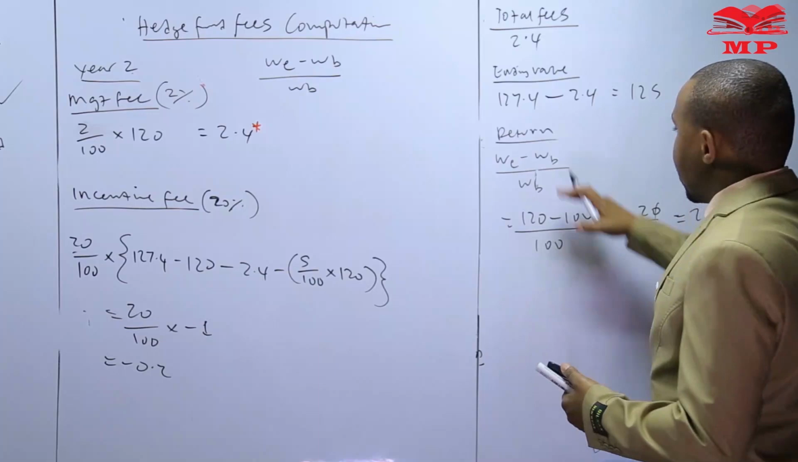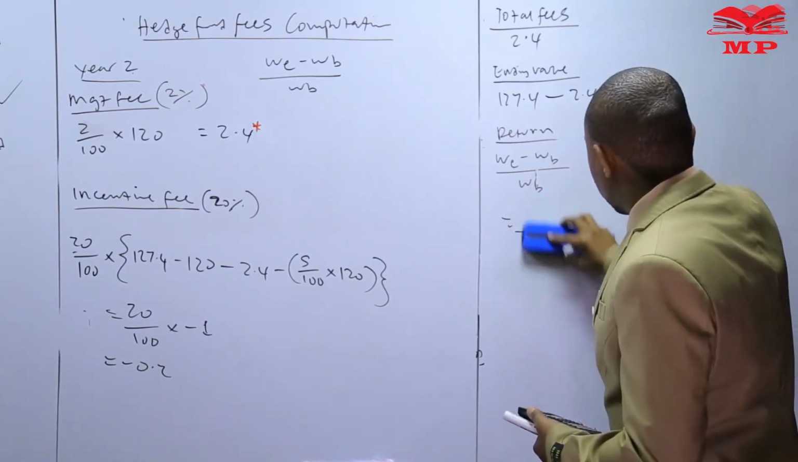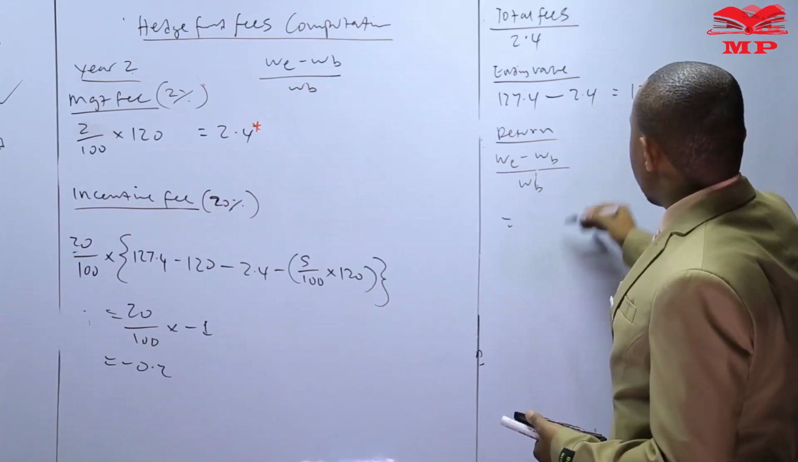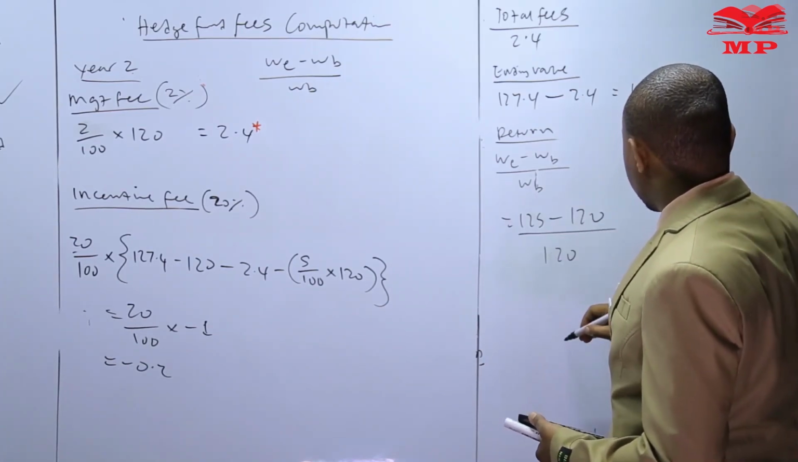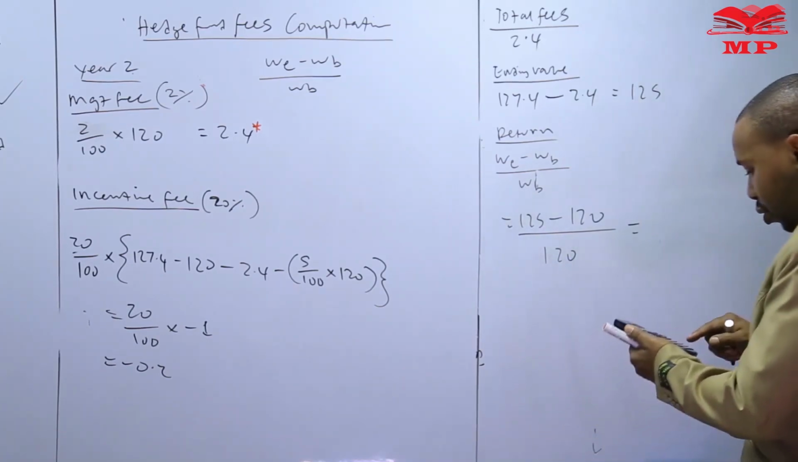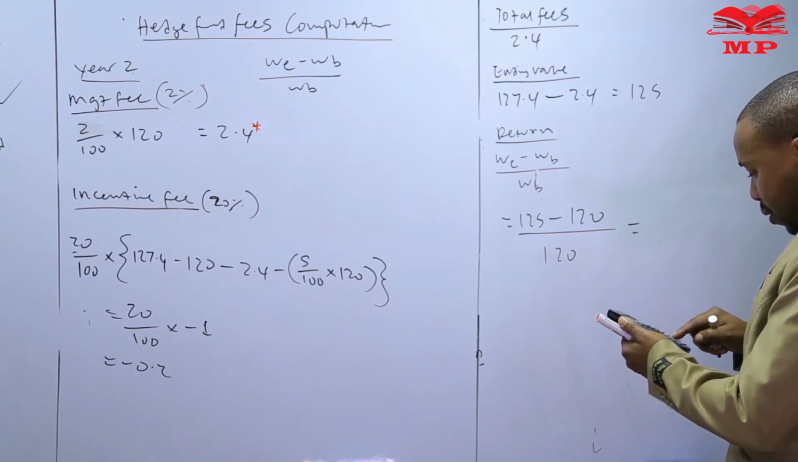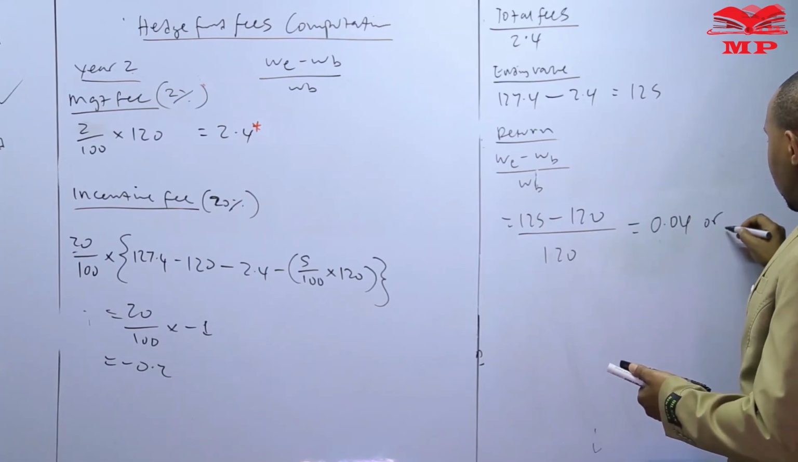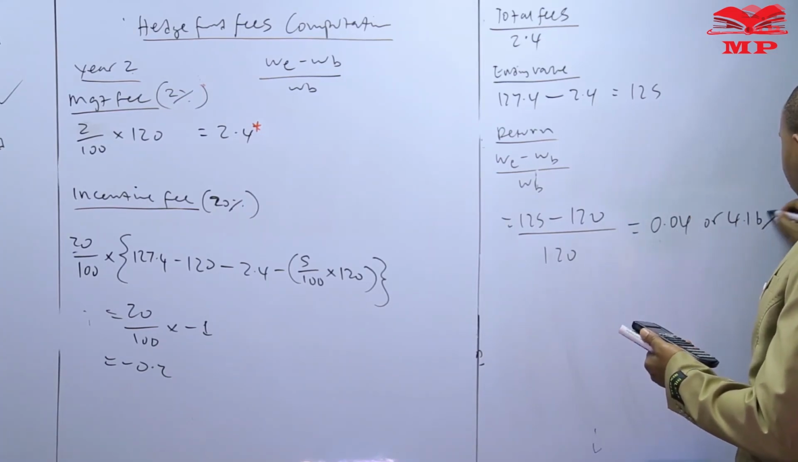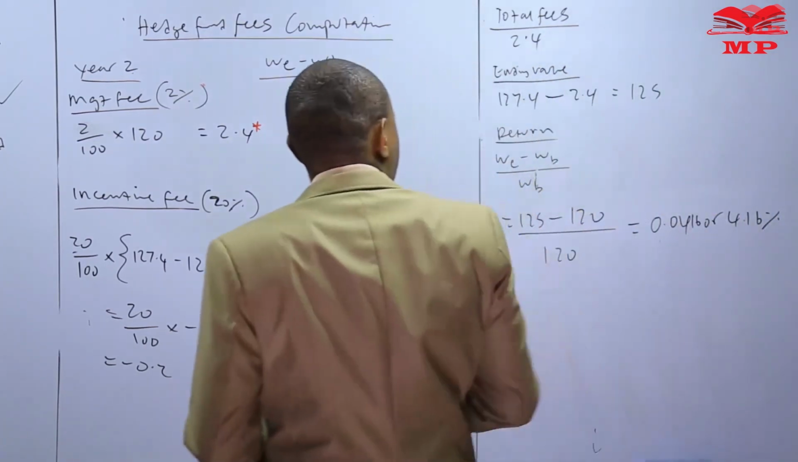125. The return we are saying is going to be the end over the beginning, like that. So we're just going to amend this. The ending value is 125 minus the beginning value, which is 120, over 120. How much return do we get? It's 125 minus 120 divided by 120. We're getting 0.04, or 4.16%. So that is it for year 2.